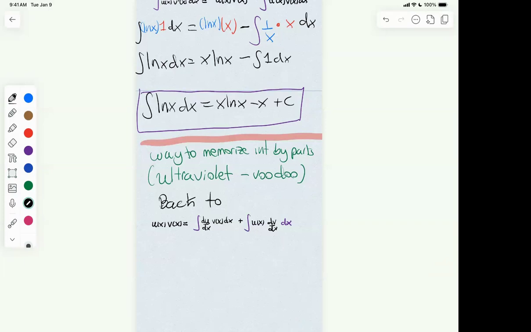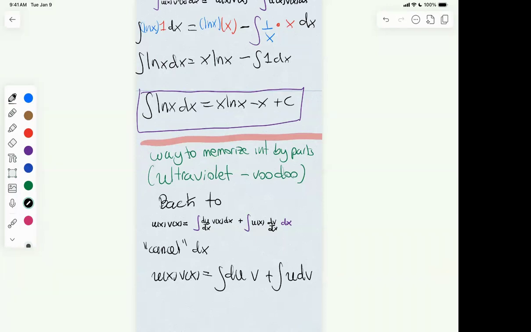So if you cancel the dx's, you get u of x times v of x equals, du times v. And then if you cancel the x's here, you get u dv. And this is kind of like u times v prime. I mean, dv is like v prime dx, in fact.